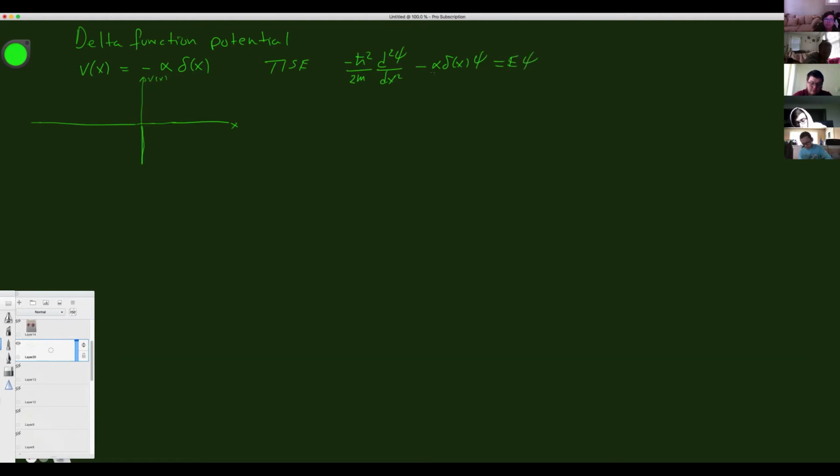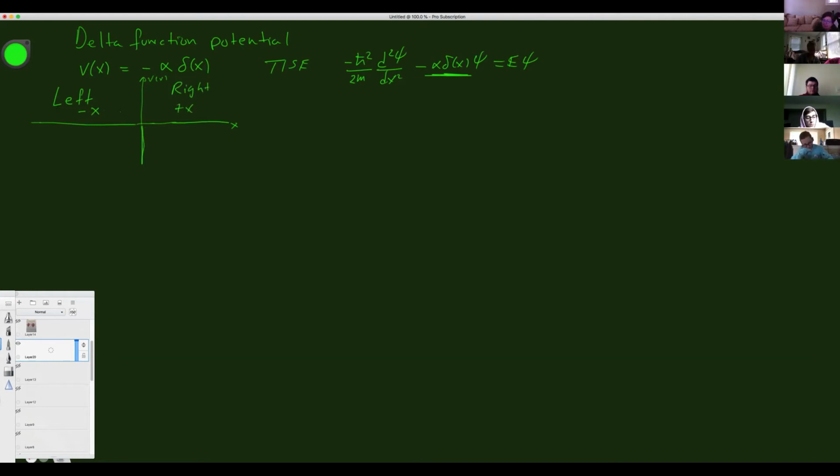Now, the issue is that this thing is non-zero only at one place, right? So it doesn't really make sense to write down the TISE like that because it's 0 everywhere except for that one place, and we can't really solve it this way. So what we like to do instead is to say we're going to solve in this region, over here on the left, at minus x, and we're going to solve on the right at plus x, and then we're going to stitch them together.